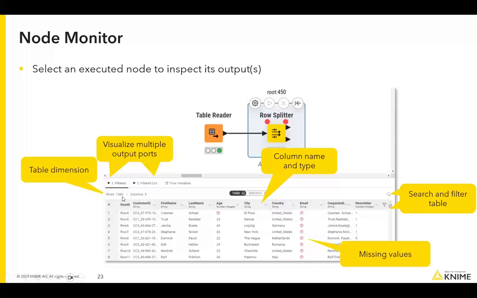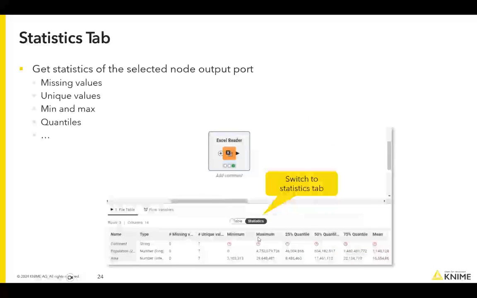Also, you'll see the table dimension here, the column names and types, and you can also search and filter in this table. And if you have any missing values, they will be shown as these red question marks. And here there are two modes. One is the table, this one that is selected now, which shows you the whole table directly. And another one shows you the summary of the table, so basically some statistics that describe the table.